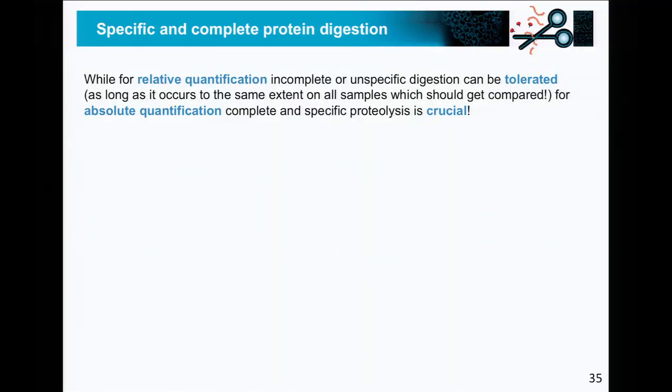Okay, and the last issue I would like to quickly mention, and this we actually mentioned many times already also yesterday, is specific and complete protein digestion. While for relative quantification, incomplete and unspecific digestion can be tolerated, sometimes it's even desirable because you increase your protein coverage if you have lots of missed cleavages. For absolute quantification, complete and specific proteolysis is crucial.